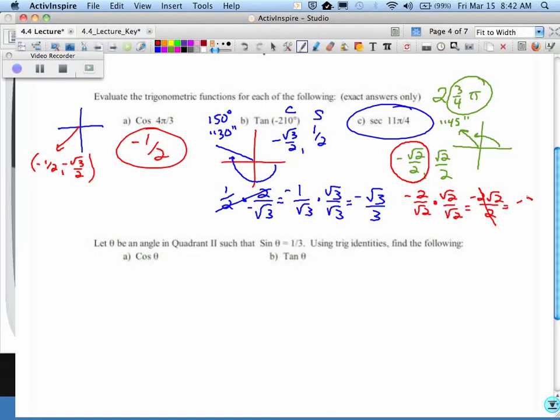So this is how the unit circle works, and I don't ask you to fill in tables. It'd be more like that problem. So you have to understand, how do I get to 11 pi over 4? What does it mean? What's my sine? What's my cosine? What's my reciprocal?